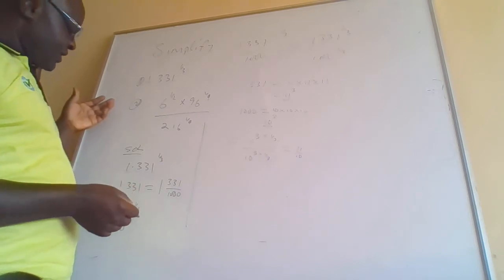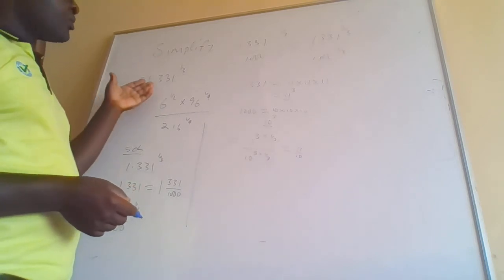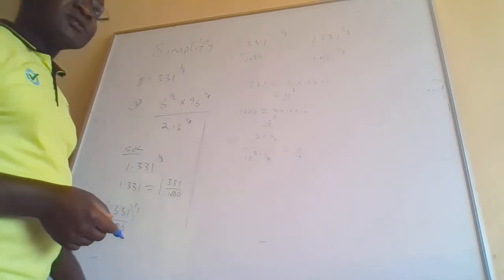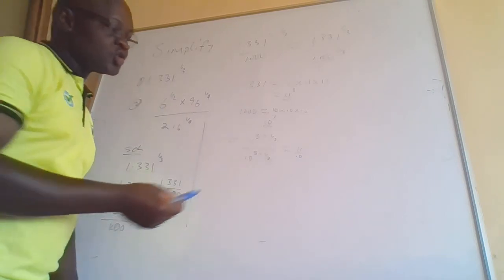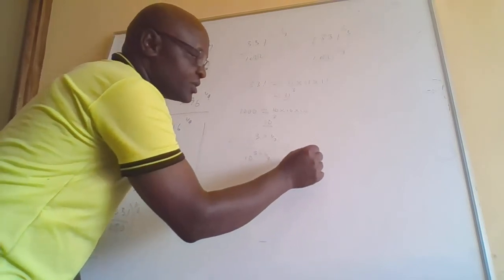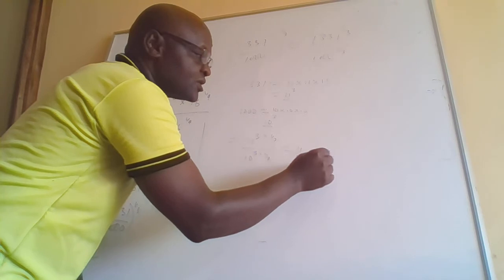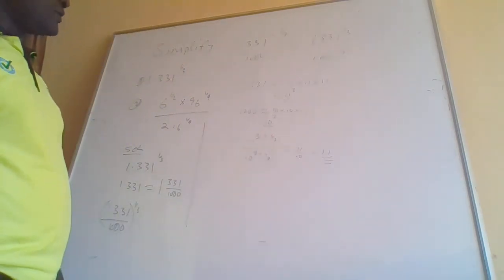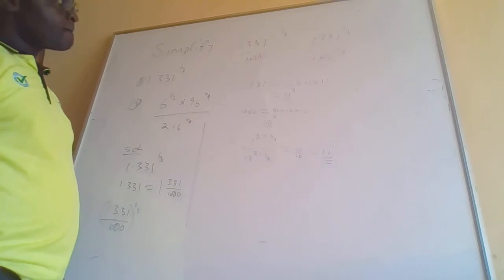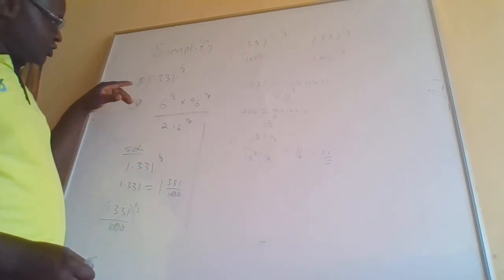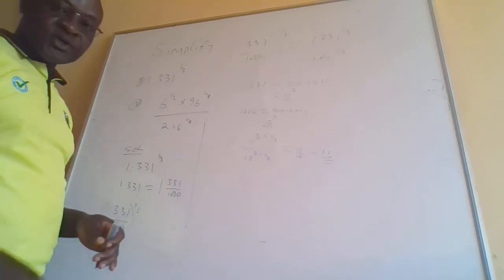So when you simplify 1.331 raised to 1 over 3, you get 11 over 10. This is in a fraction, and we can still change it into decimal places. So this will be 1.1. Okay, so that is the first equation. You can also simplify the second equation.